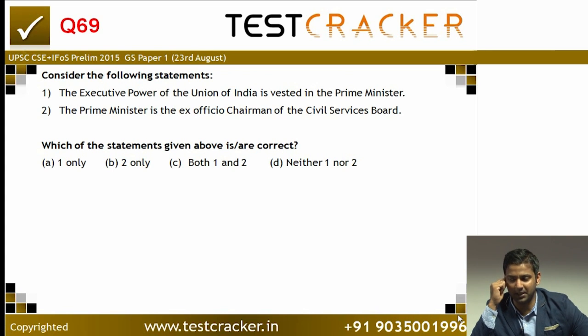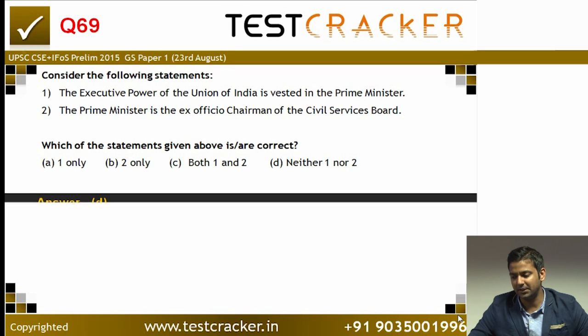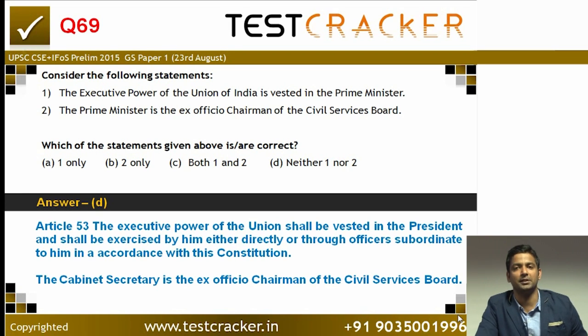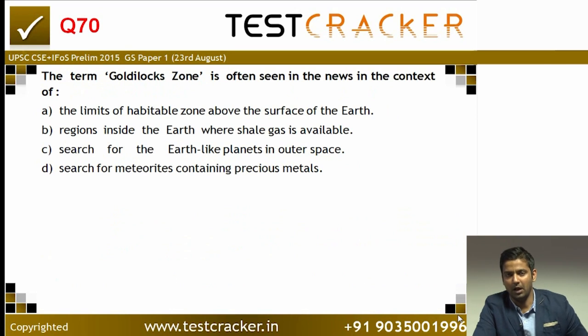Statement 2 is the Prime Minister is the ex officio chairman of the Civil Services Board. If you read the powers and functions of Cabinet Secretary, you do understand that Cabinet Secretary is the ex officio chairman of the Civil Services Board. This would come as the first line under powers and functions of the Cabinet Secretary. So, therefore, both of these are incorrect. Our answer option is D.